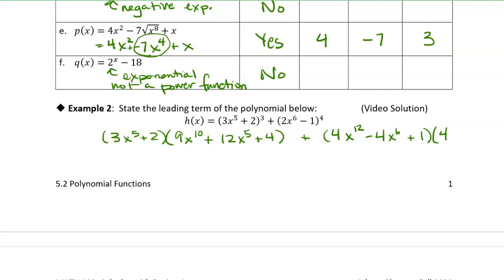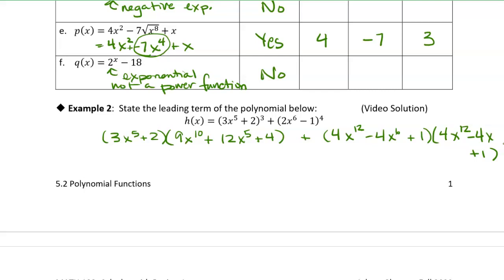I think I'm running out of room here. All right, 4x to the 12th minus 4x to the 6th and then a plus 1. I'll just write it like that. You can see that I've squared two of the factors of 2x to the 6th minus 1. And, okay, I could keep going and I could expand it all out.